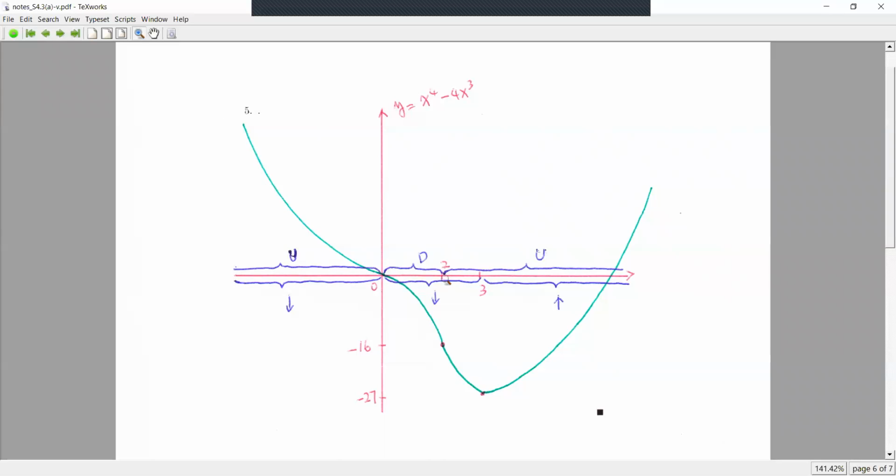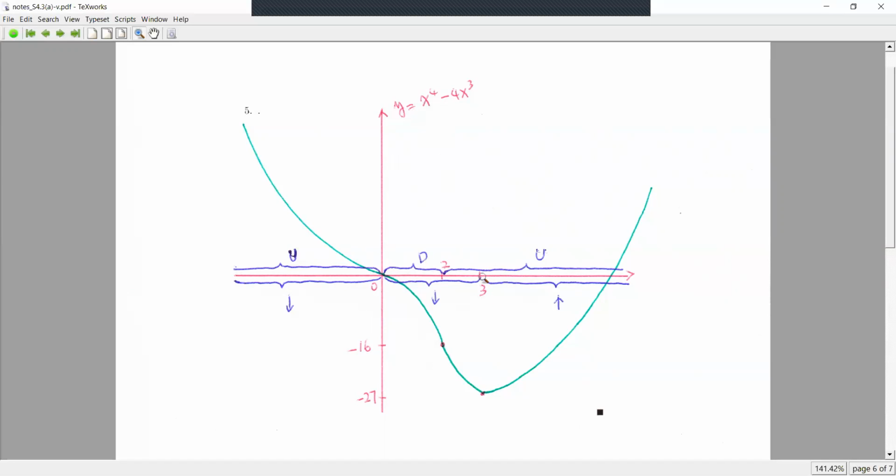When x is 2, plug in 2 for x, then I get the function value is negative 16. So this point is on the graph. Over this interval, the curve is concave down, decreasing. So the graph looks like this and stops at this point.